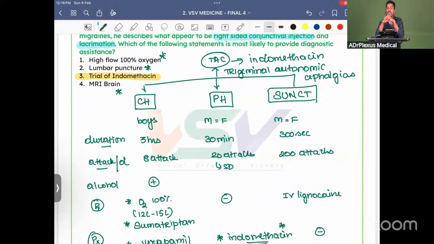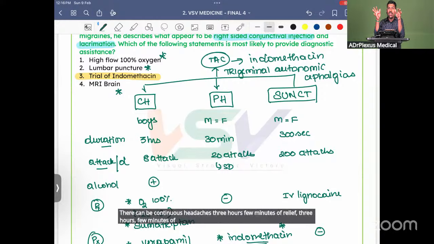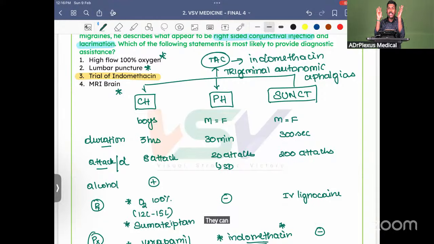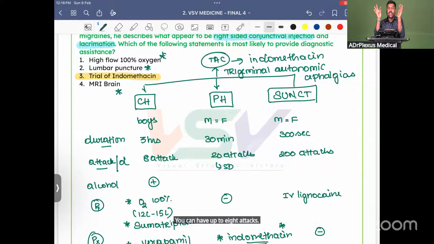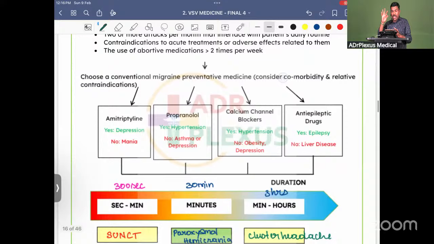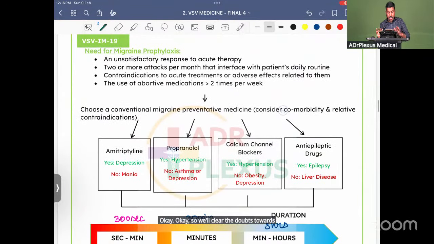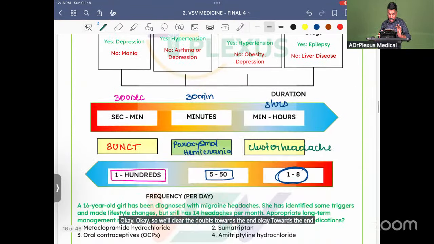See, there will be multiple episodes of headache. There can be continuous headaches: 3 hours, few minutes of relief, 3 hours, few minutes of relief. They can have up to 8 attacks. It doesn't mean that he should have 8 attacks; he can have up to 8 attacks. Okay. We'll clear the doubts towards the end.